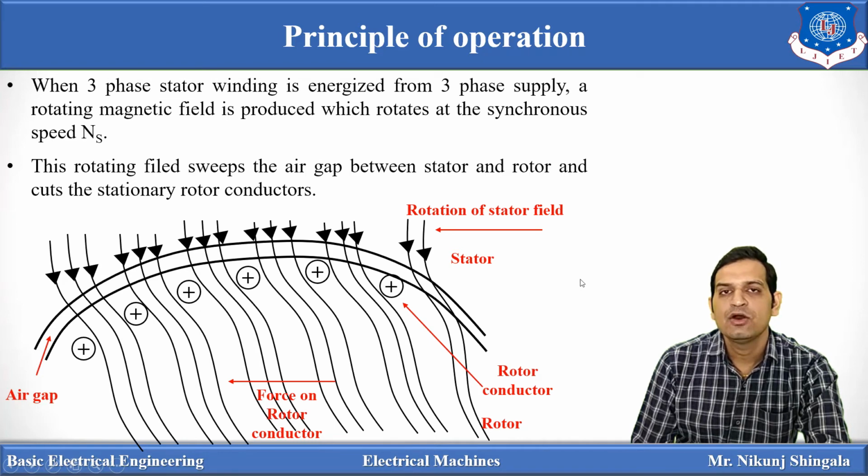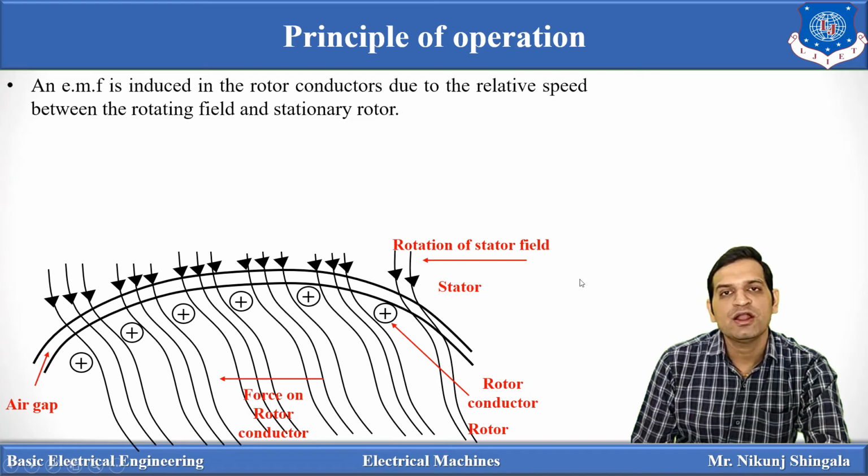Now assuming that rotor conductors are stationary presently. As the rotor conductors are cut by the magnetic field, or the magnetic field is cut by the rotor conductors, EMF gets induced in the rotor conductors as per Faraday's law of electromagnetic induction. So EMF is induced in the rotor conductors due to the relative speed between the rotating magnetic field and the stationary rotor. Here the cause of production of EMF is the relative speed between the rotating magnetic field and the stationary rotor.